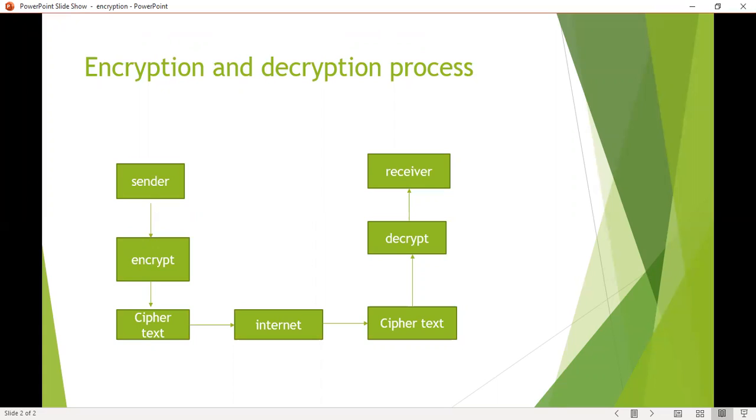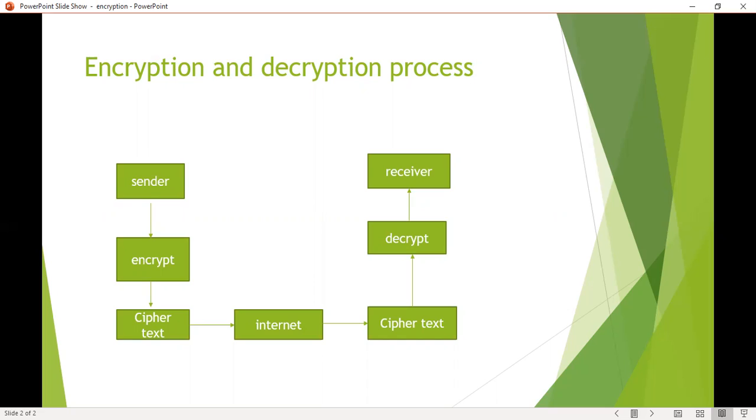Here, there is one sender, and the sender sends a plain text message to the receiver. Whenever a hacker gets the information about that particular message, the hacker can directly get control of the message. So here, what is the sender doing? The sender is converting the message while sending it.